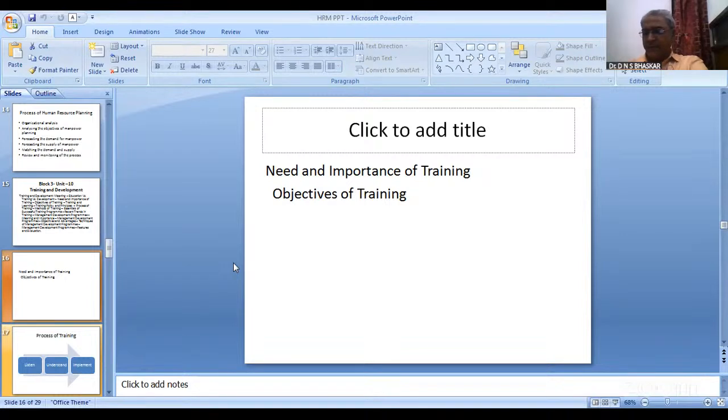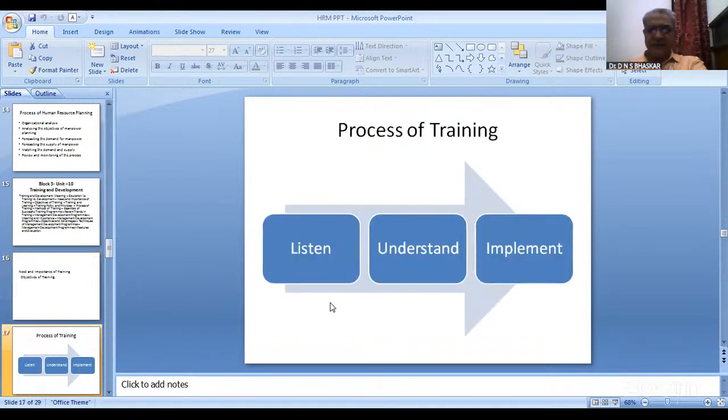Now we are going for the process of learning. So what is actually the process of learning? In simple 3 steps, we can understand the process of learning. First one is listen. First listen carefully, then understand it. When you understand, then you implement the process. This is the very, very important thing. And understanding makes 50% of the implementation aspect.